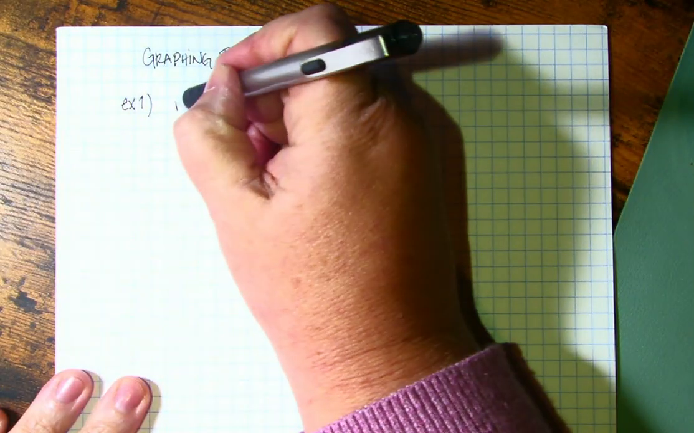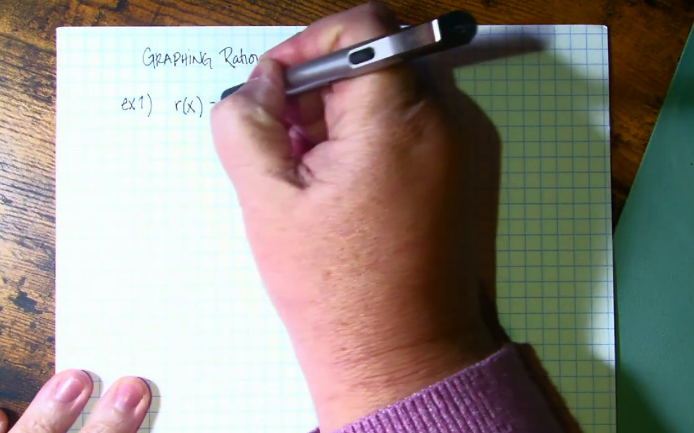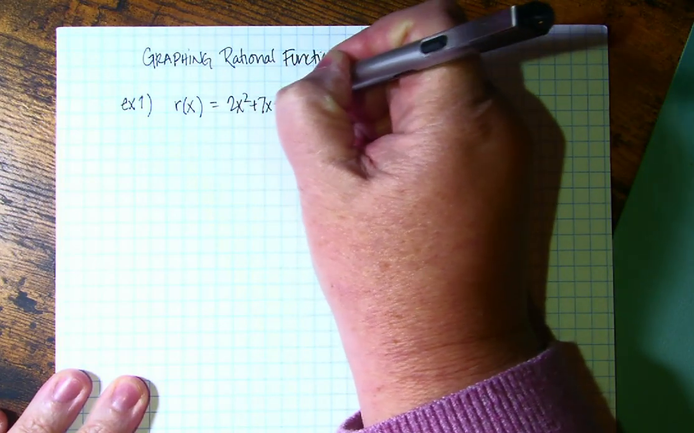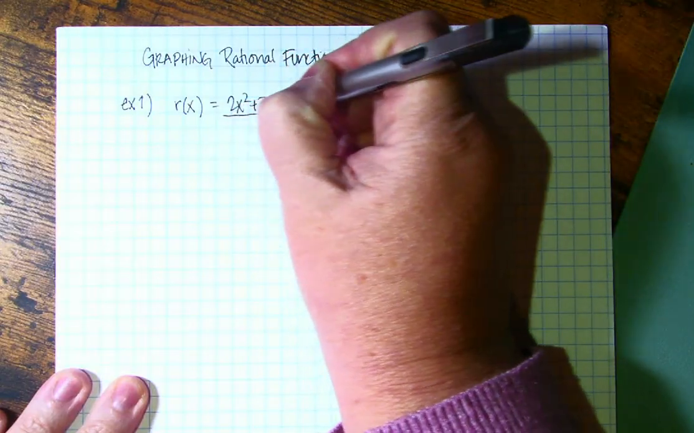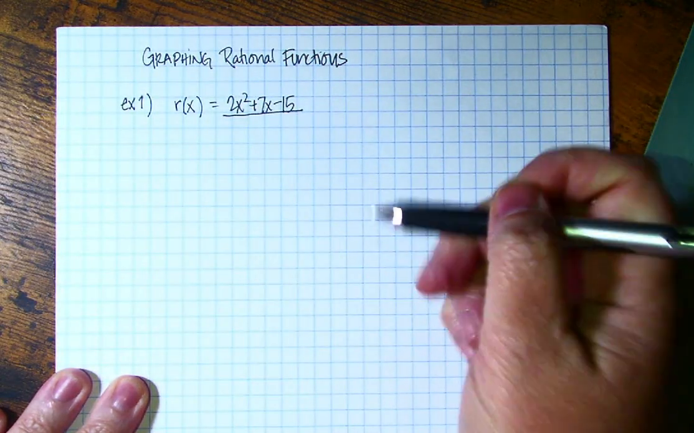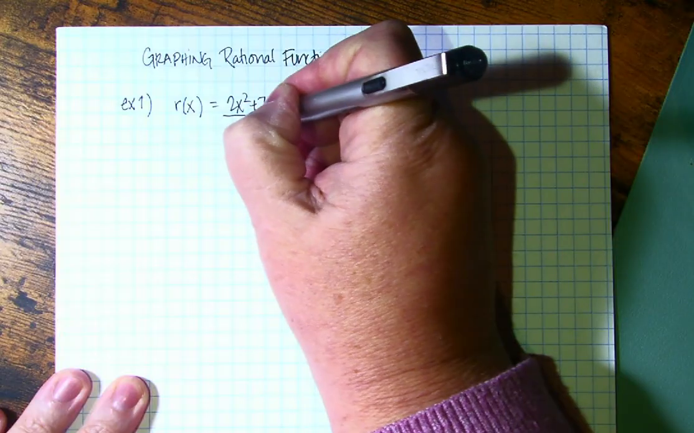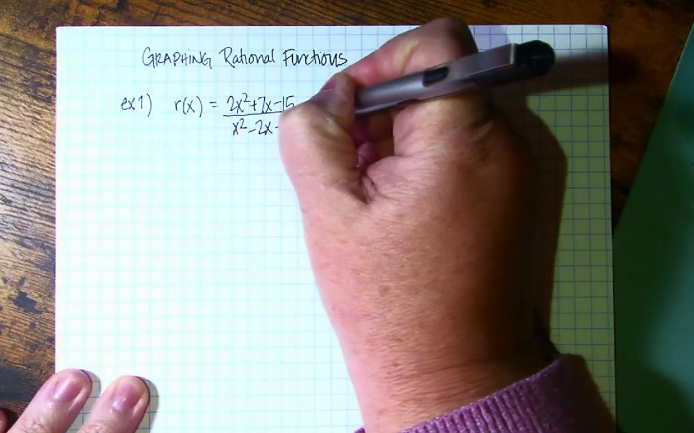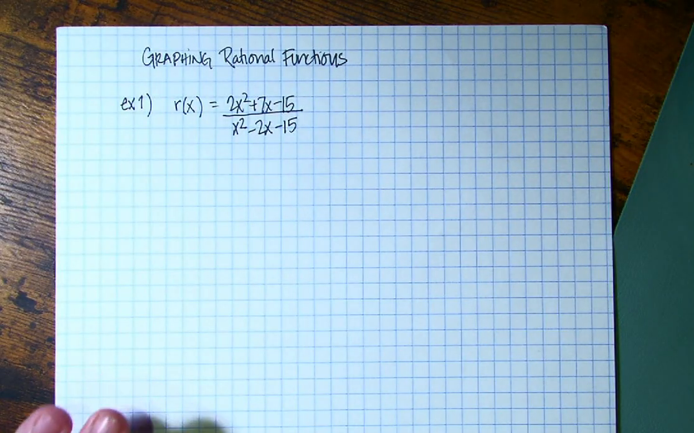Let's try r of x is equal to 2x squared plus 7x minus 15. And to make that a rational function, we need a denominator on it. Let's do x squared minus 2x minus 15. Now, when looking at rational functions, we will need both the polynomial form here, that's p of x over d of x.